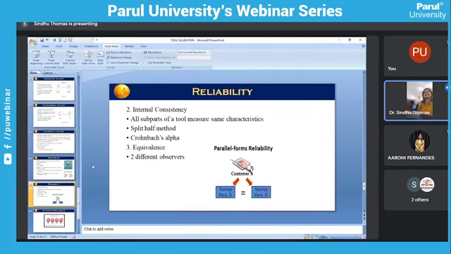Next is the internal consistency of the tool. Internal consistency means all subparts of the tool measure the same characteristic. Suppose there are 1 to 10 items, or 1 to 20 items, in my tool. I can take all the odd numbers together: item 1, 3, 5, 7, 9, 11, 13, 15, 17, 19 on one side. The other side has all the even-numbered items. Once that is done, I do it by a method called the split-half method, and usually Cronbach's alpha formula is used to identify the r value.